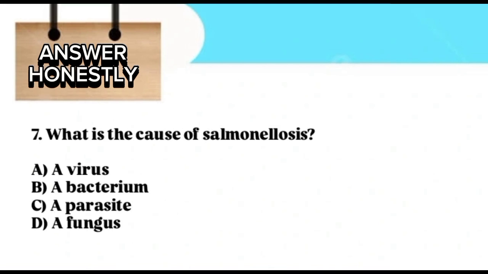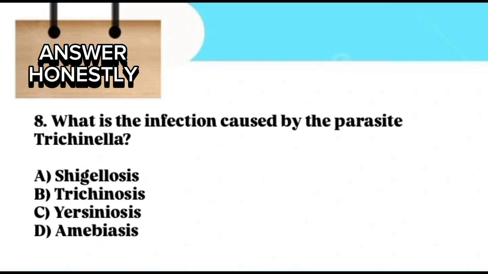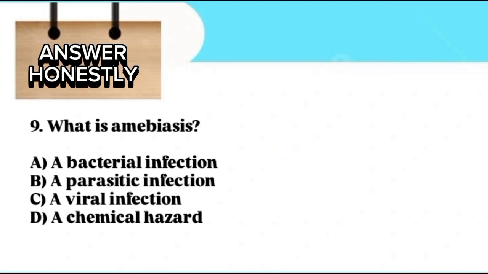Question number 7. What is the cause of salmonellosis? A. Virus. B. A bacterium. C. A parasite. Or D. Fungus. Question 8. What is the infection caused by the parasite Trichinella? A. Shigellosis. B. Trichinosis. C. Yersiniosis. Or D. Amoebiasis. Question number 9. What is amoebiasis? A. A bacterial infection. B. A parasitic infection. C. A viral infection. Or D. A chemical hazard.